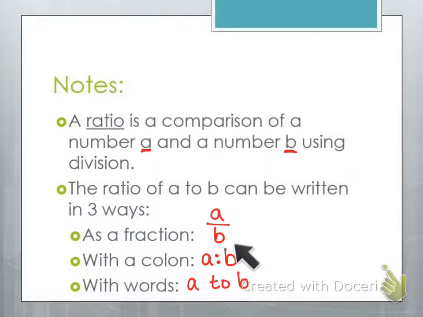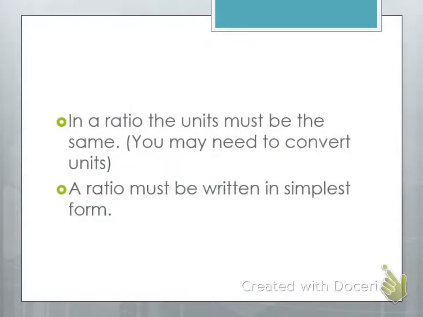Also, when we write them, usually A and B will be numbers, not letters. We'll be comparing two numbers. In a ratio, the units must be the same. You may need to convert units to make that happen. A ratio must also be written in simplest form. Even if it's not written like a fraction, we need to reduce them every time it's possible.